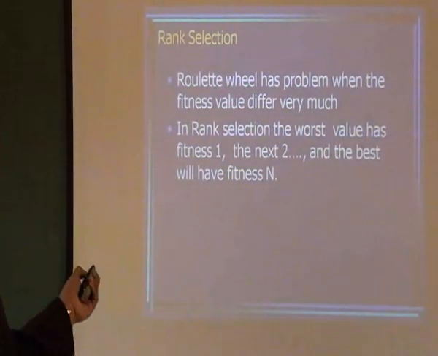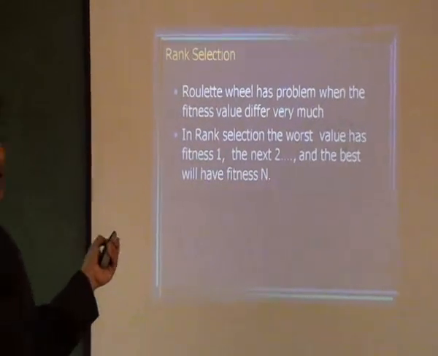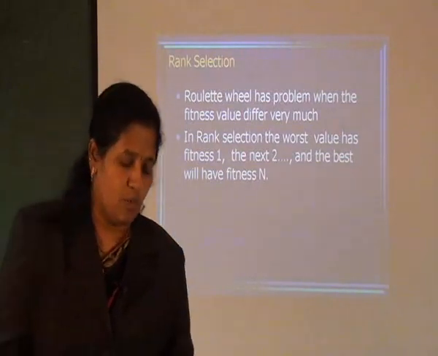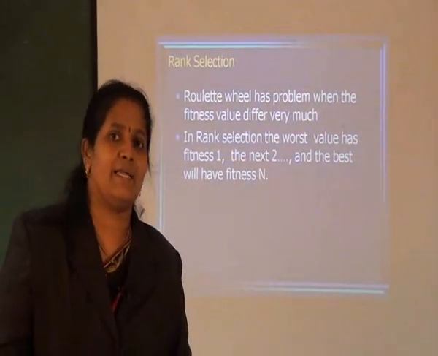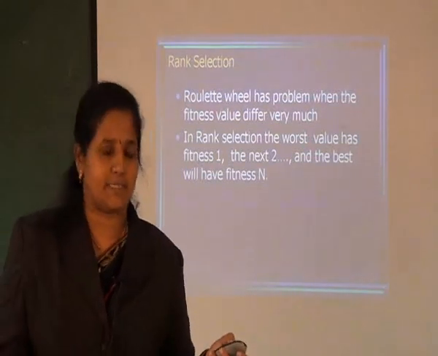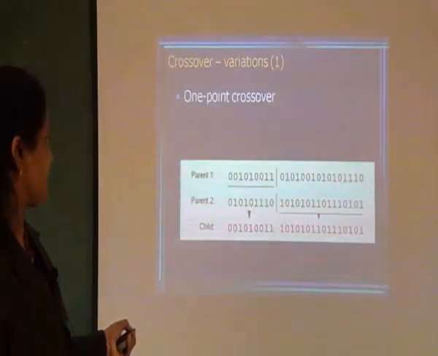In rank selection here, the worst value will be 1, 2, 3, 4. Then the chromosome will have the 9th or 10th rank. If you have 10 chromosomes, the 10th will be the highest, the 9th will be the next highest. Like this, you need to select the parent.